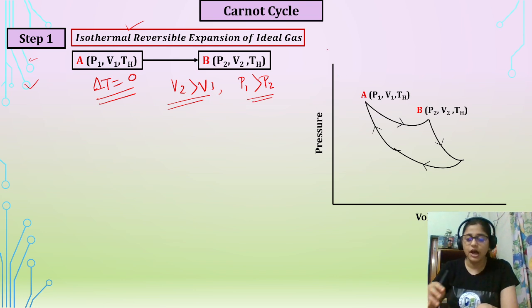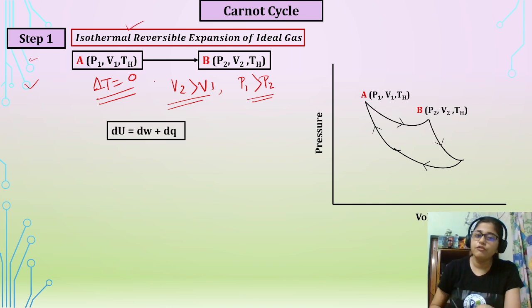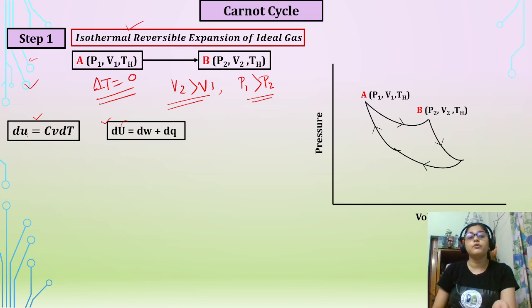Let's see the other important parameters. We know from the first law of thermodynamics, dU equals dW plus dQ. I have uploaded videos for that also. Please watch them. Here U is internal energy, W is work, Q is heat. And we know dU equals CV dT. I have also uploaded a video regarding these important formulas and specific heat capacity, CP and CV. So please watch that video also. So dU equals CV dT.